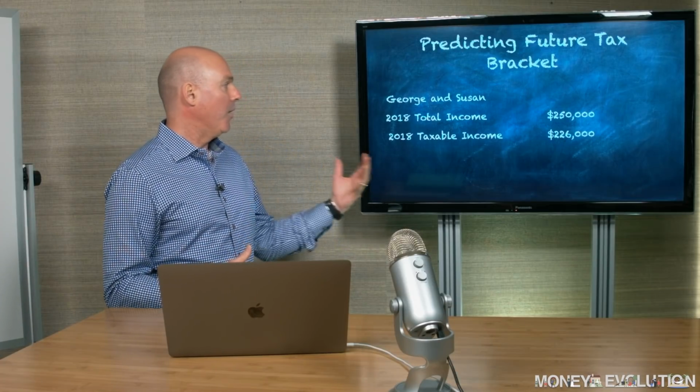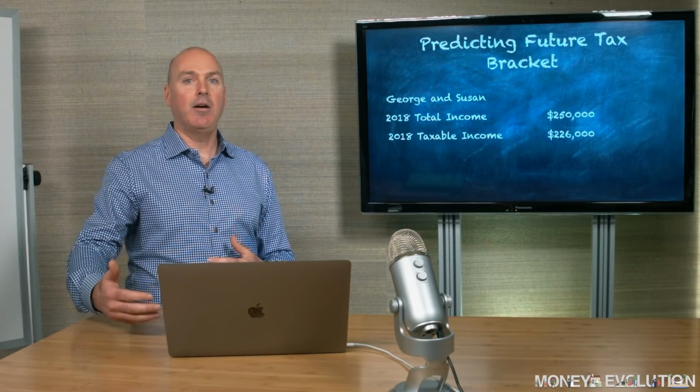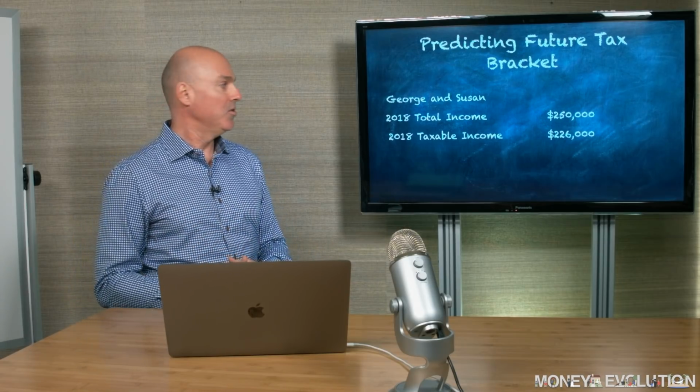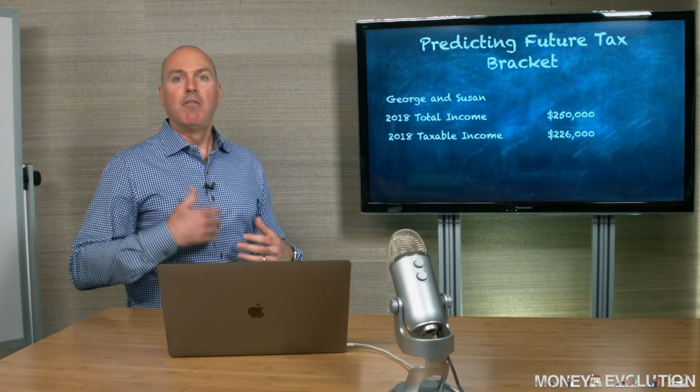And so we kept things pretty simple here. You might have an income that's higher or lower than that. You may have more deductions than George and Susan, but this is just going to give us some frame of reference as we're looking at some of these things here.